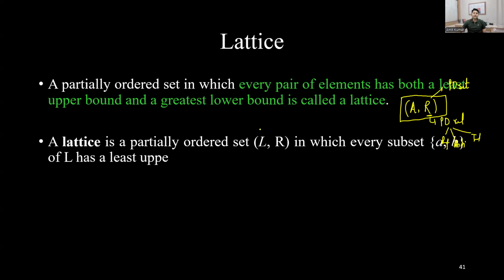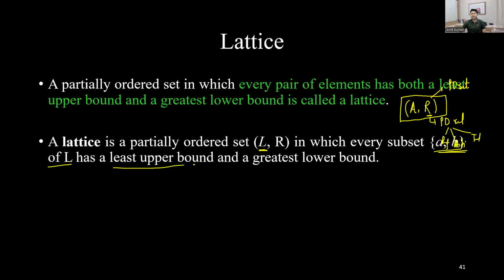For a lattice, the notation in place of set, we use the letter L. A partially ordered set (L, R), where L is a set, R is a relation, where every pair of elements A, B of L has a least upper bound and a greatest lower bound. That means supremum as well as infimum.